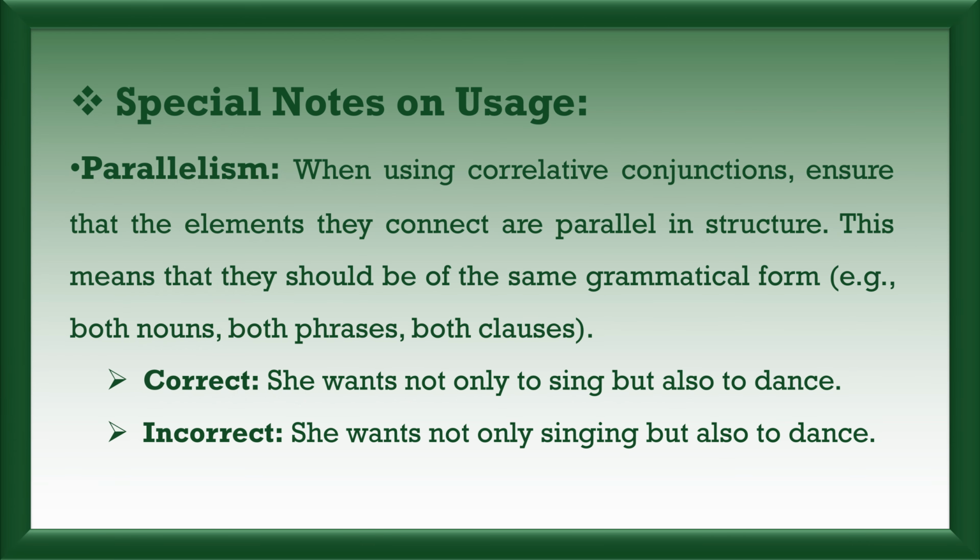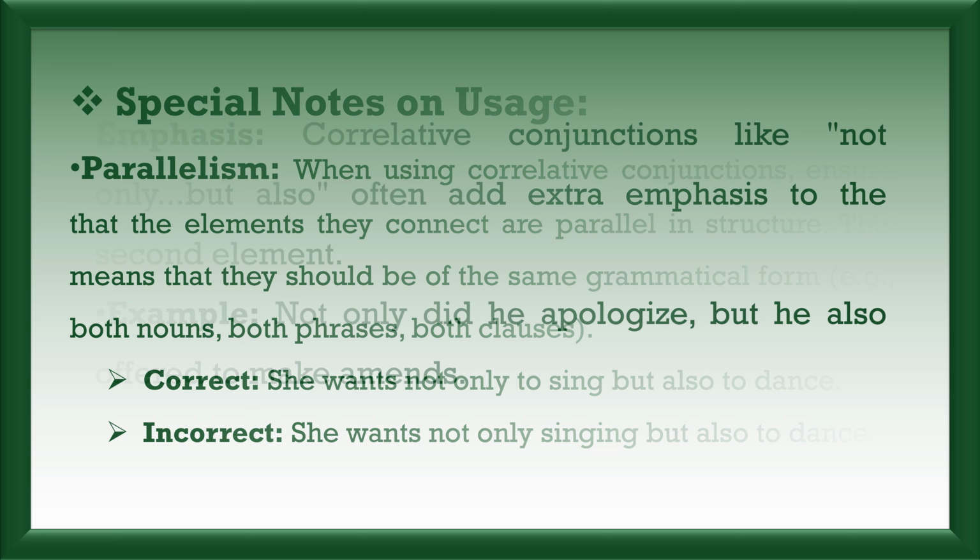Special notes on usage. Parallelism. When using correlative conjunctions, ensure that the elements they connect are parallel in structure. This means that they should be of the same grammatical form, for example, both nouns, both phrases, both clauses. Correct: she wants not only to sing but also to dance. Incorrect: she wants not only singing but also to dance.